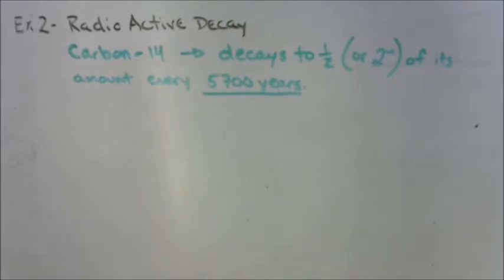So if you start with 40 pounds, after 5,700 years, you'll have 20 pounds. After another 5,700 years, you'll have 10 pounds. After another 5,700 years, you'll have 5 pounds, 2.5 pounds, 1.25, etc. Okay?